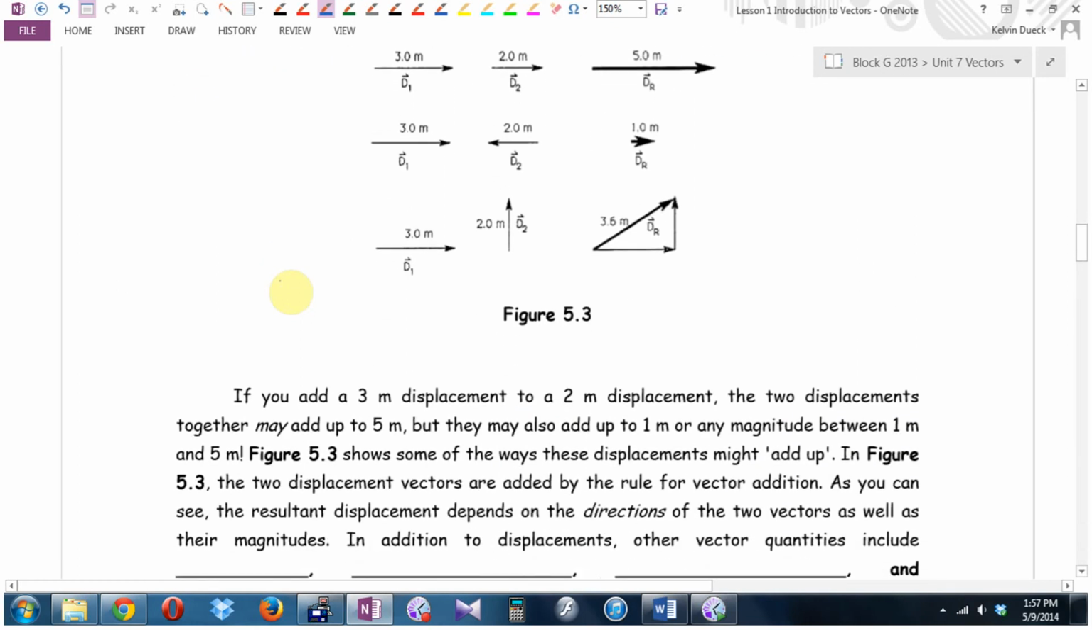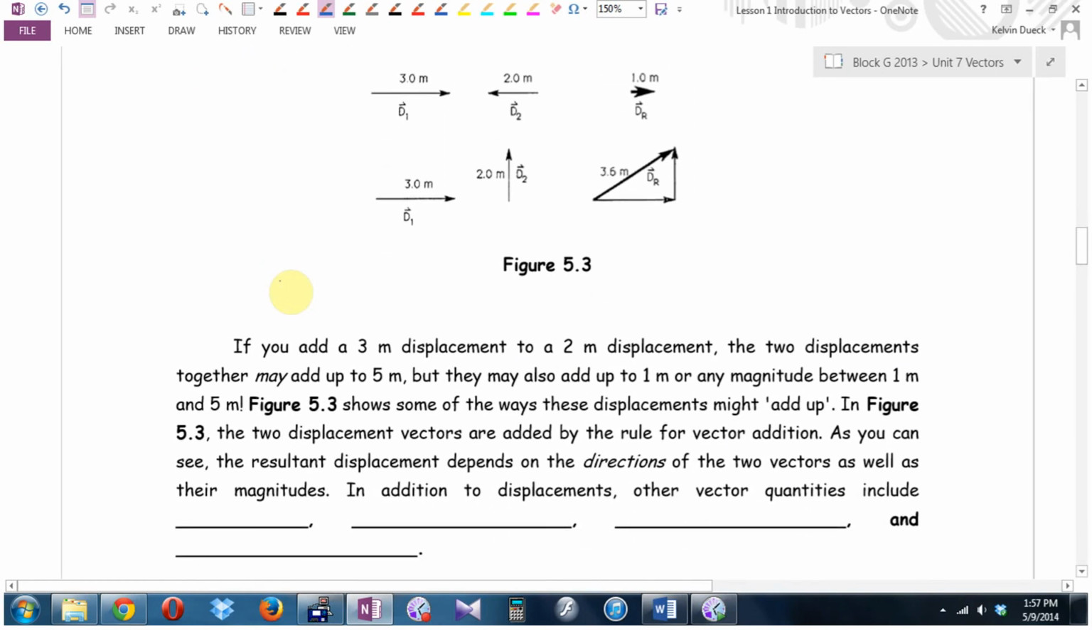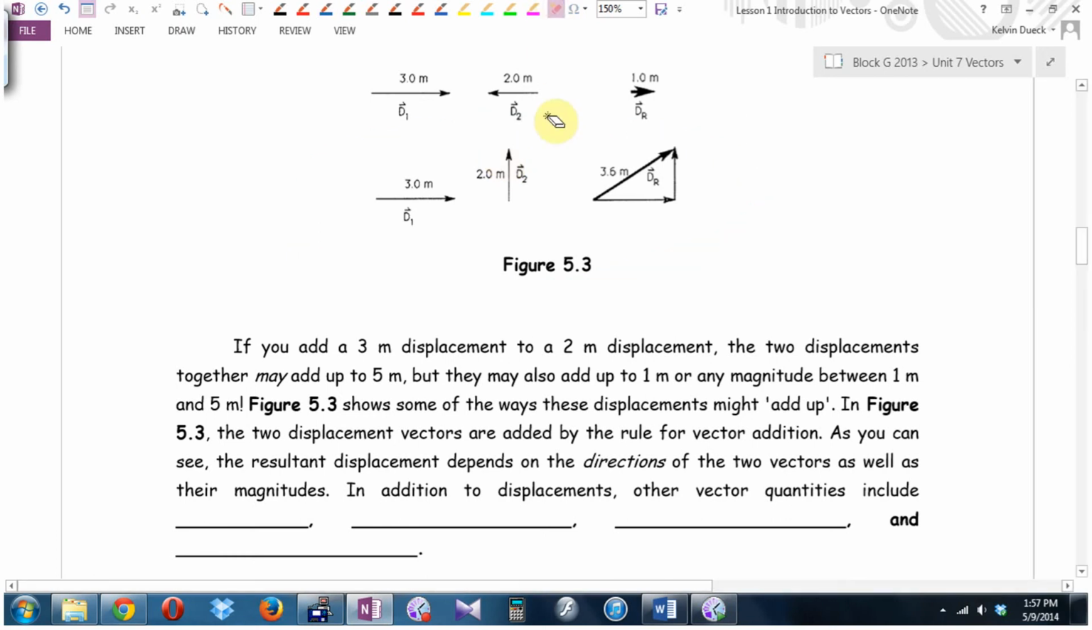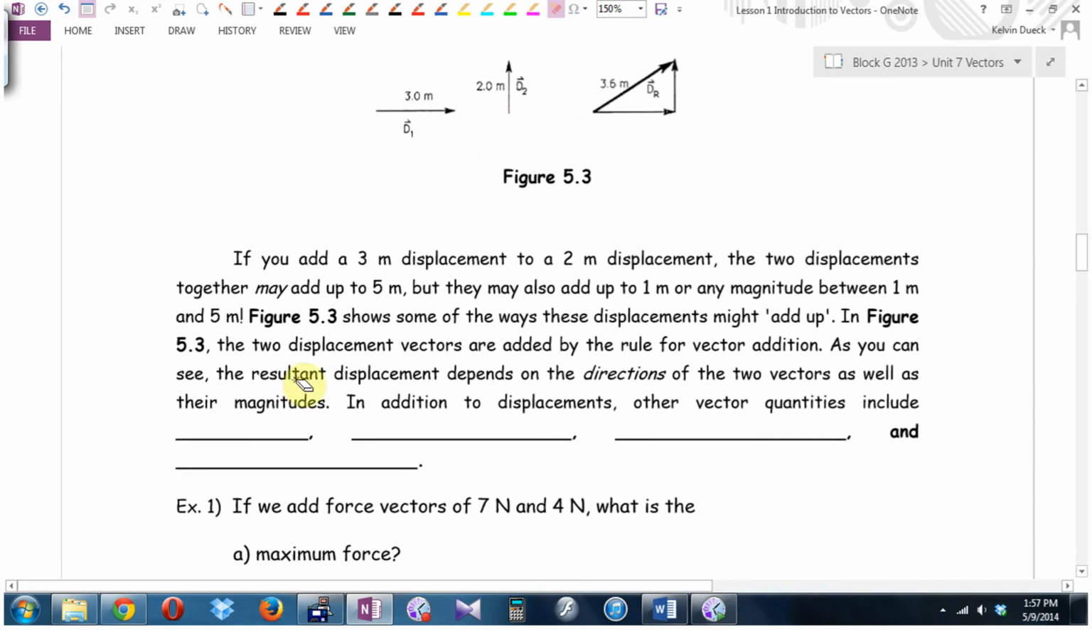So if you add a 3-meter displacement to a 2-meter displacement, it can add to 5, same direction. It can add to 1, opposite direction. And you can get any value you want in between, depending on how you set up that second vector. I've showed you a few ways it can add up. So what you see in figure 5.3 is how we add vectors according to the rules of vector addition. We're going to spend a lot of time talking about that. The resulting displacement depends on the directions of the vectors.